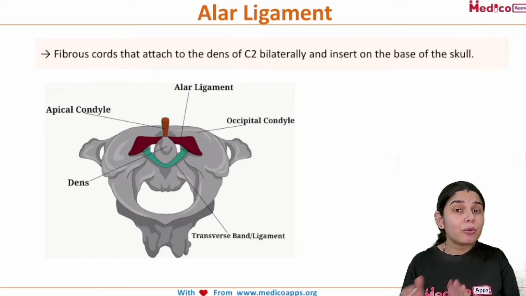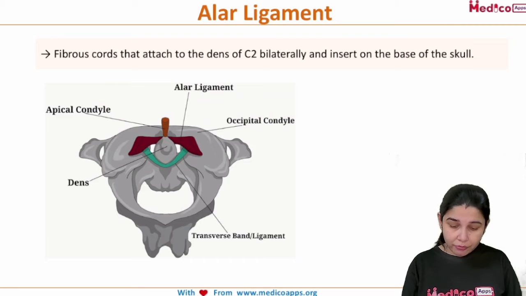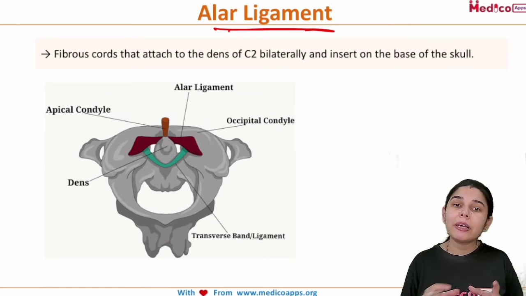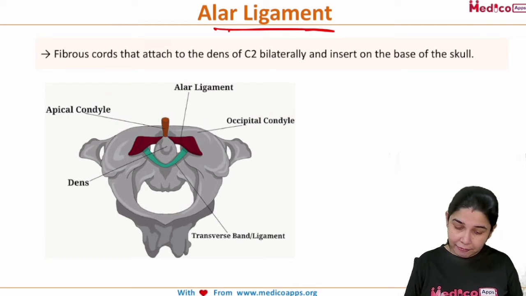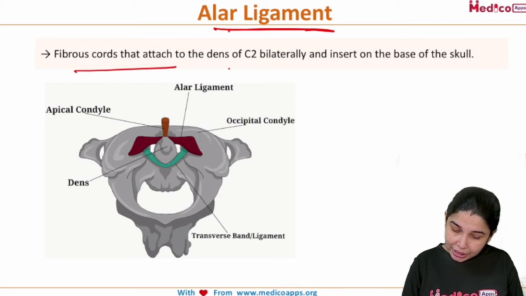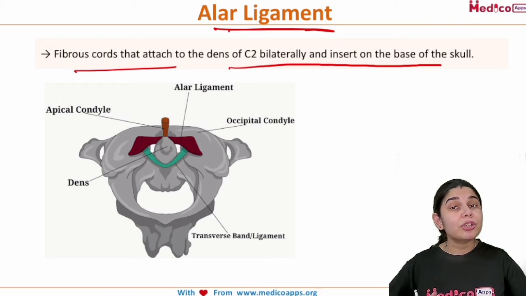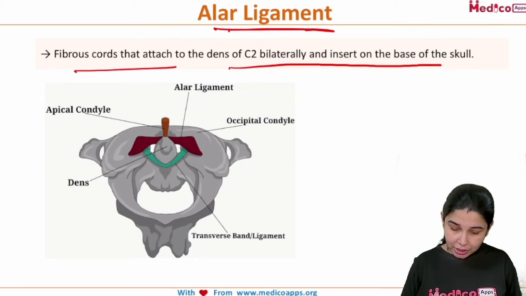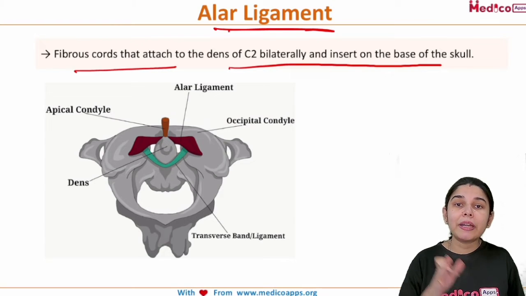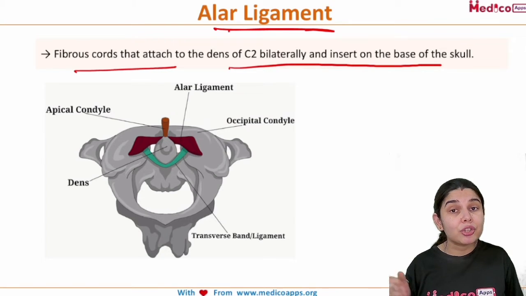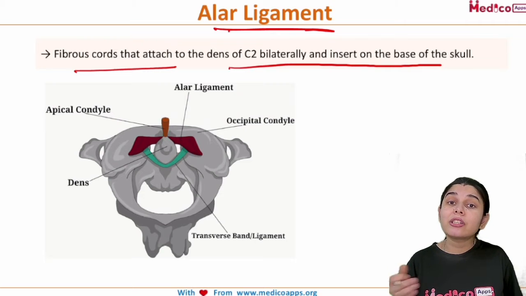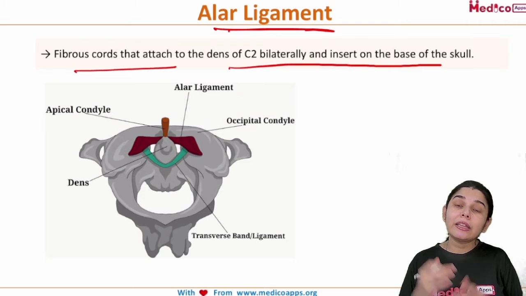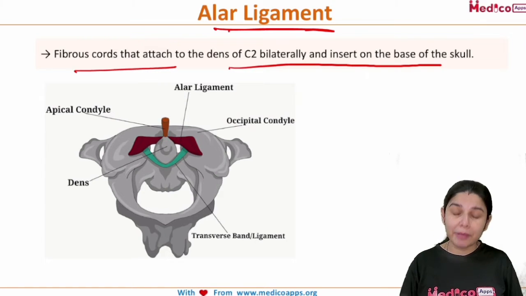Now coming back to our question, the fourth option was the alar ligament. Now the alar ligament is basically a fibrous cord that attaches to the dens of C2, the cervical vertebra, bilaterally and is inserted on the base of the skull. So basically this ligament is not present in the TMJ joint. This is present on the cervical vertebrae, on the spinal portion of the human body, and then finally it is attached on the base of the skull.